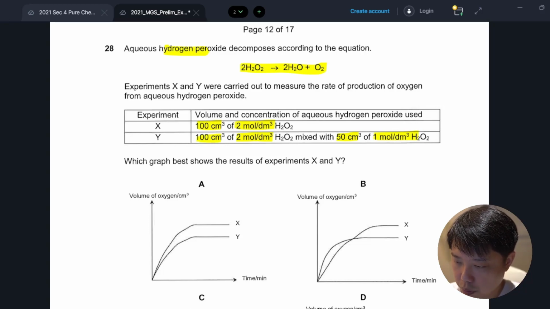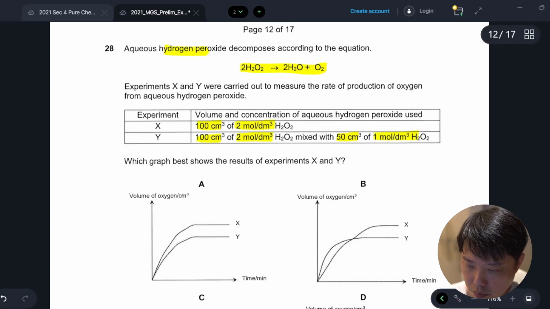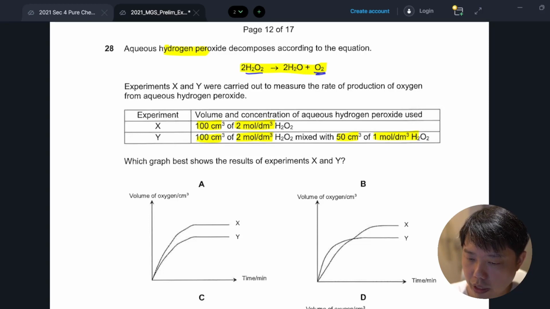So we probably need to calculate the number of moles so that we know how much of the O2 actually comes from this peroxide. We don't really have actual numbers from the graph here, but we can work out the number of moles to get a rough estimation, so that we know how the two experiments are drawn relative to each other. For the first experiment, X, you get 100 over 1000.